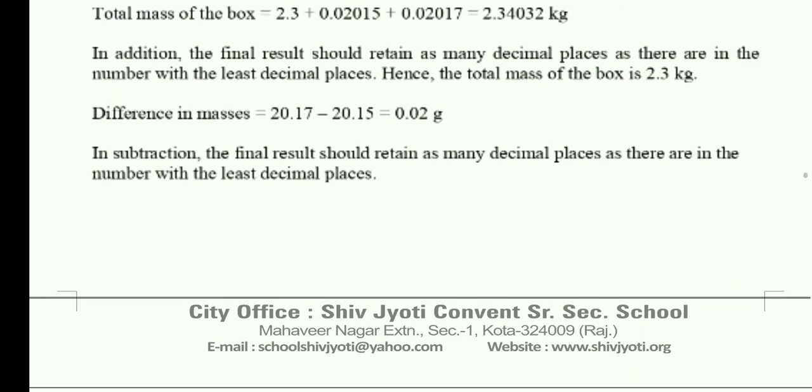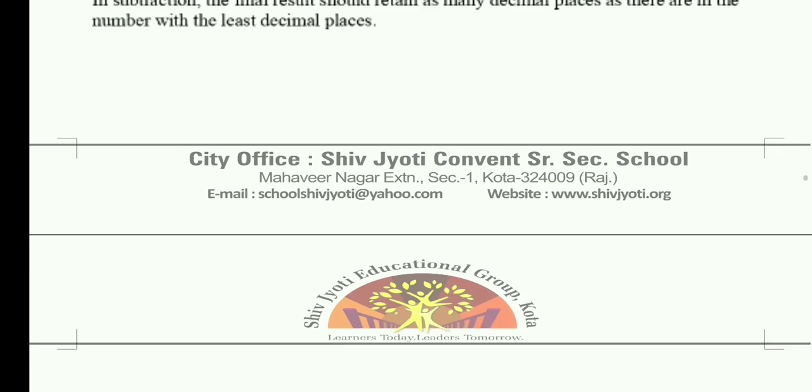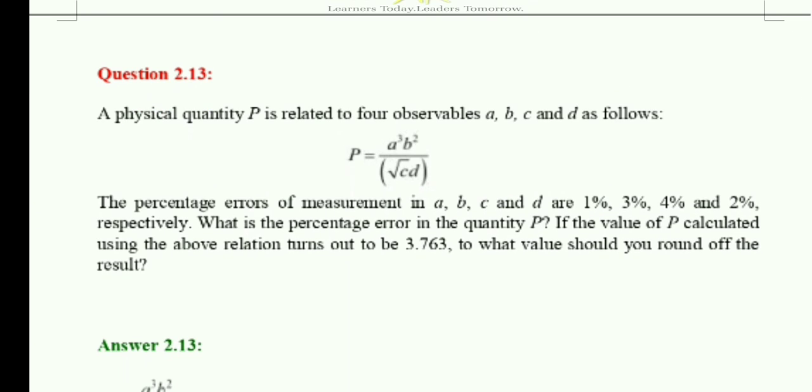Now come to the difference in masses. The difference of masses of two gold pieces is 20.17 minus 20.15, that is 0.02 gram. In subtraction, the final result should retain as many decimal places as there are in the number with the least decimal places. Now come to the question number 13.